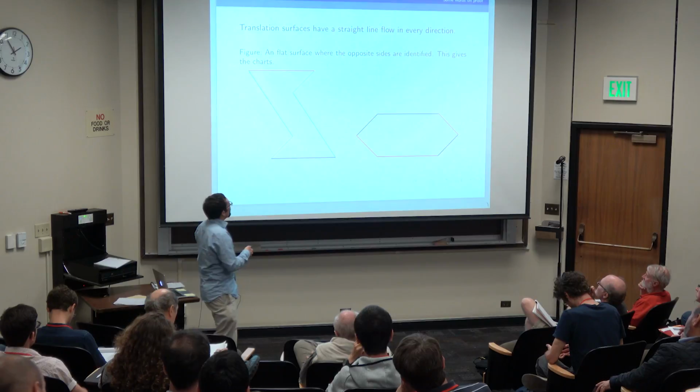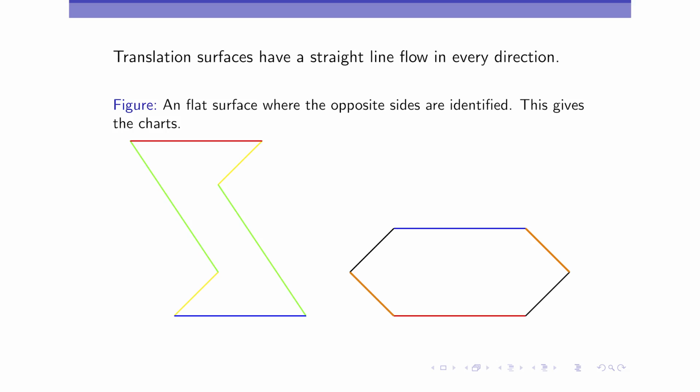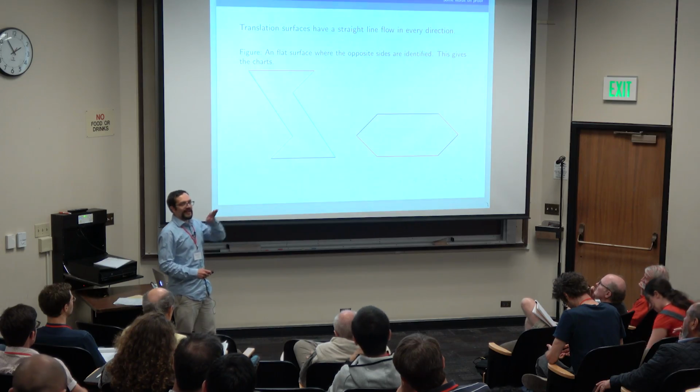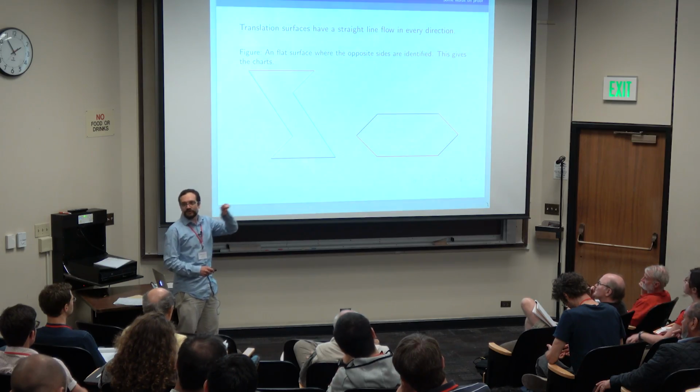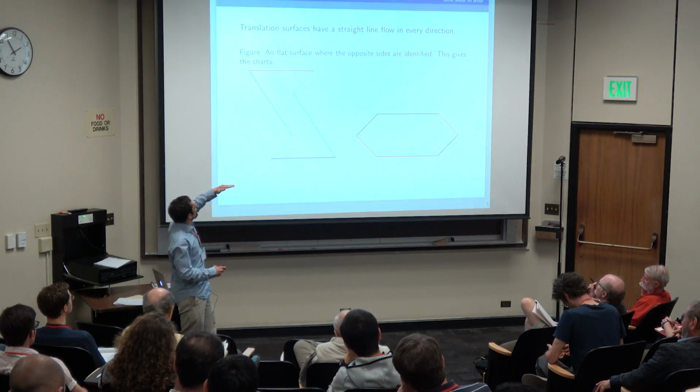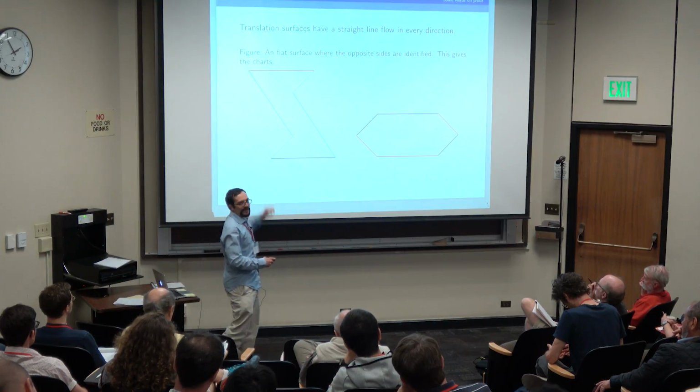And how do you get this action? You get it by lifting from the charts on R2. So we have nice charts to R2, and on R2 there's a straight line in a given direction. That makes sense in R2. And so you can lift it from your chart up onto your surface.